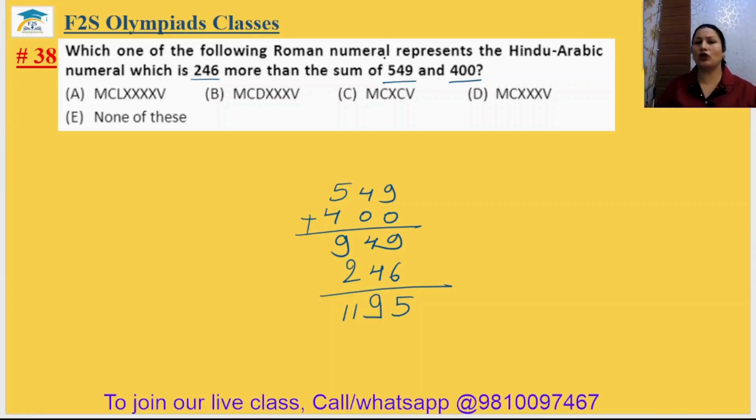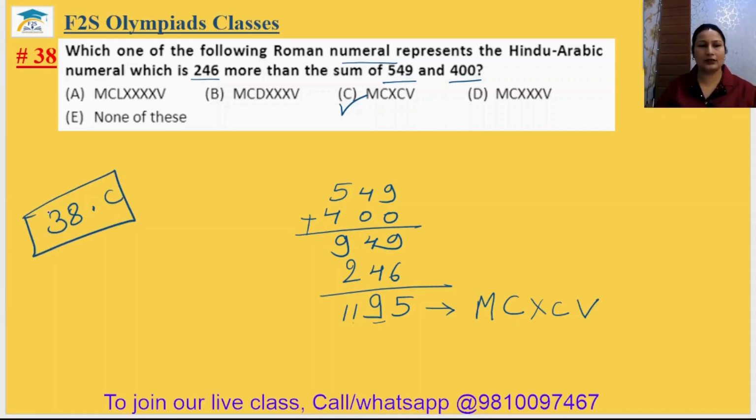So which one of the following Roman numerals? Now we have to write 1195. So M stands for 1000. For 100 we will write C. For 90 we will write XC. And for 5 we will write V. So MCXCV, where is it? It is in option C. The 38th answer is C.